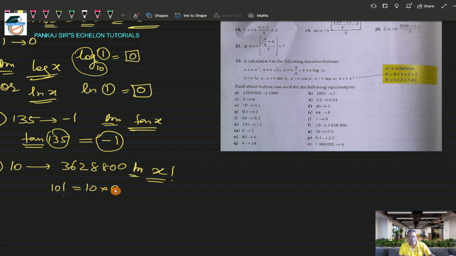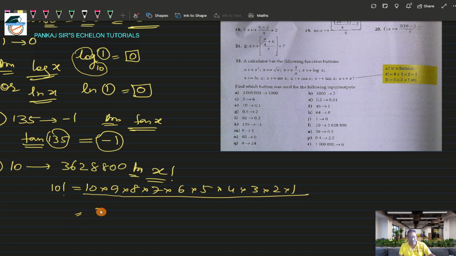Like the meaning of this is 10 into 9 into 8 into 7 into 6 into 5 into 4 into 3 into 2 into 1. Now when you do this, you should get the answer as 3628800. But you need not do this manually.